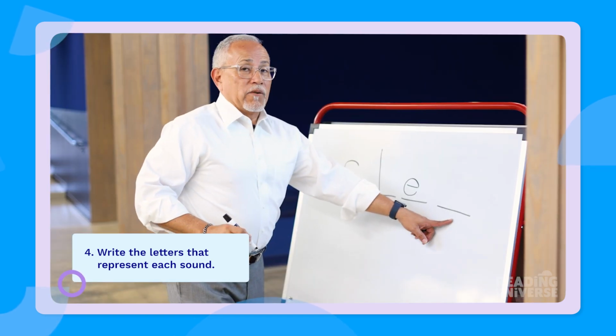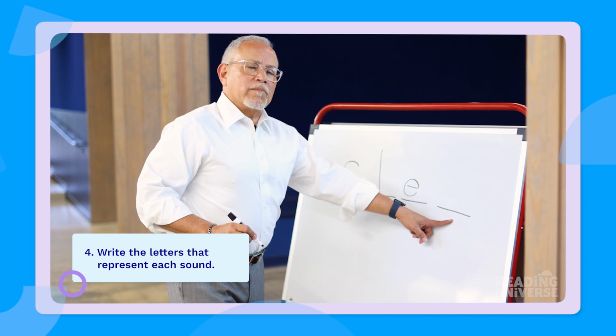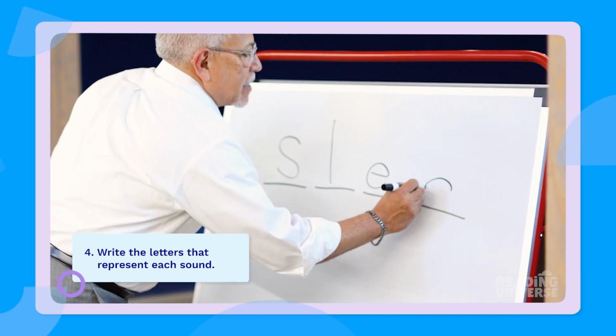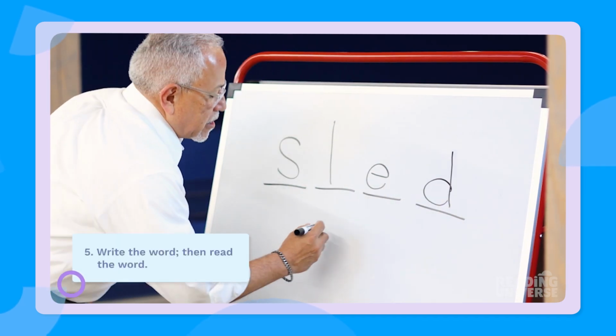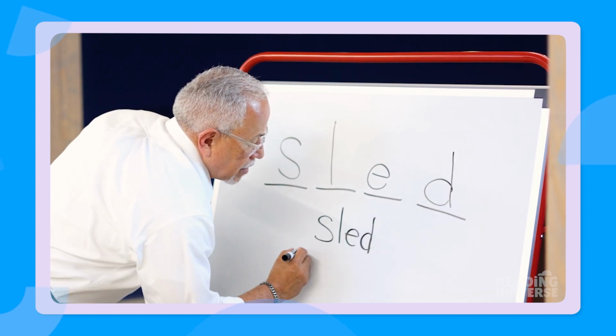And the final phoneme or sound in the word sled is D. Which grapheme? The D, right? Let's write that. S-L-E-D, sled.